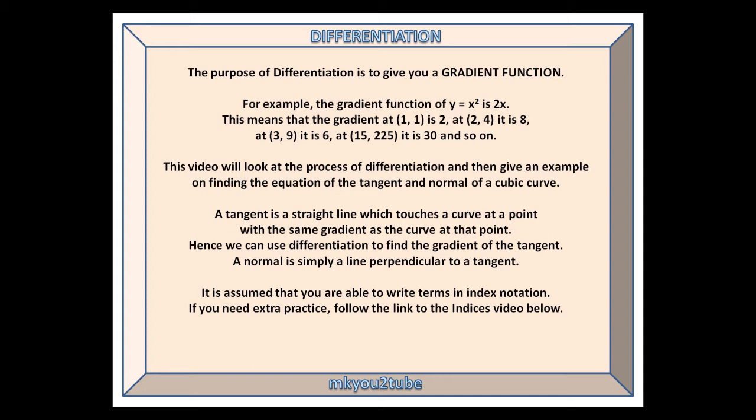This video will look at the process of differentiation and then give an example on finding the equation of the tangent and normal of a cubic curve. A tangent is a straight line which touches a curve at a point with the same gradient as the curve at that point. Hence we can use differentiation to find the gradient of the tangent. A normal is simply a line perpendicular to a tangent.